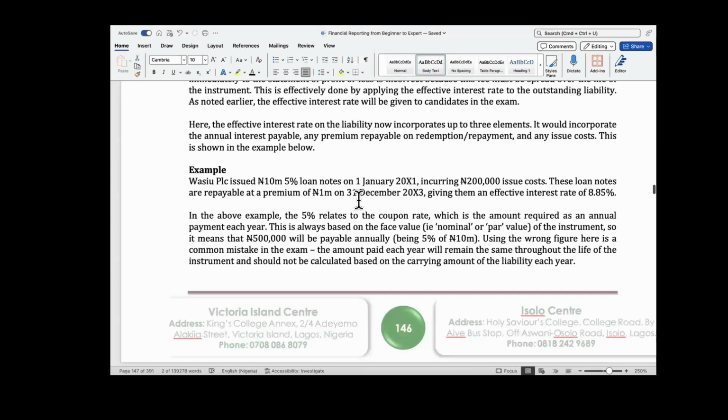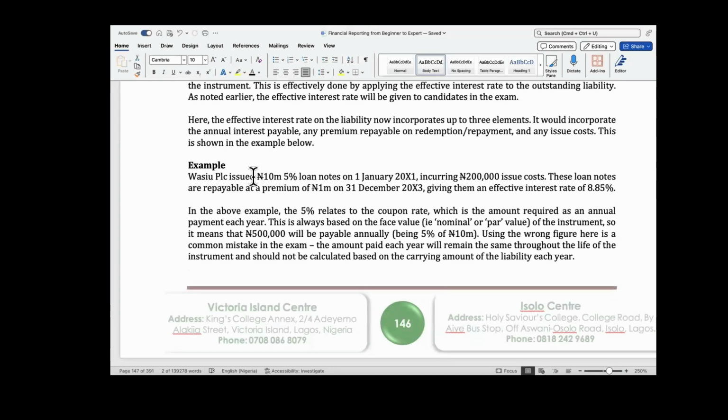So let's look at this very simple one. I'll just add one more thing there. I know I've covered everything you need to know on that one. So Wasi PLC issued. When you see issued, you should know that he's borrowing money. The other one is when he purchased. That means he's the one investing. That's when he has financial assets. He has purchased an investment. He has purchased an instrument. But when he issues, it means that he's saying, come and lend me money.